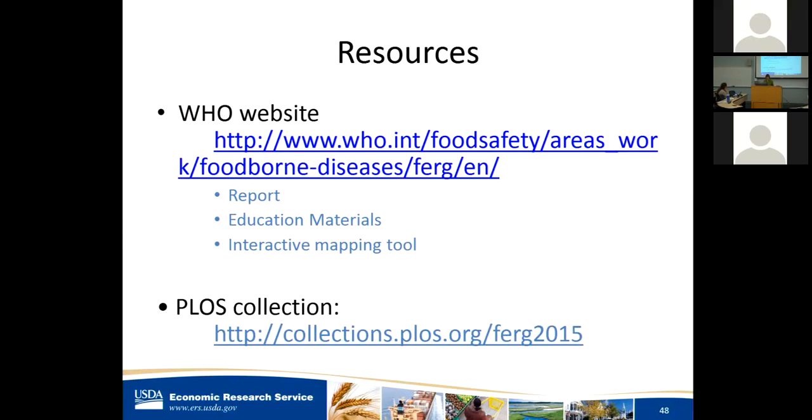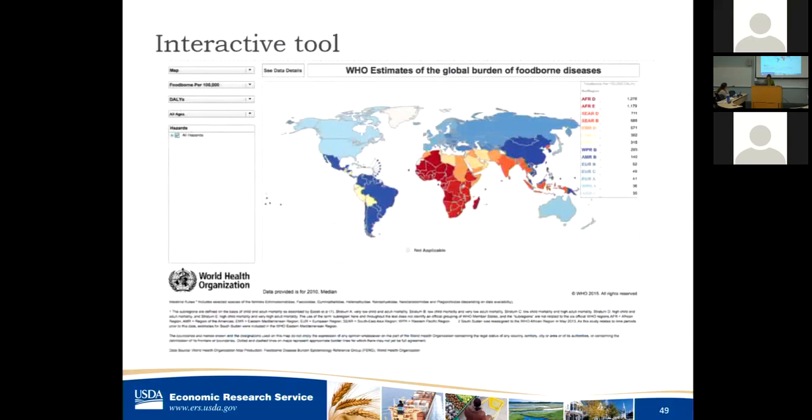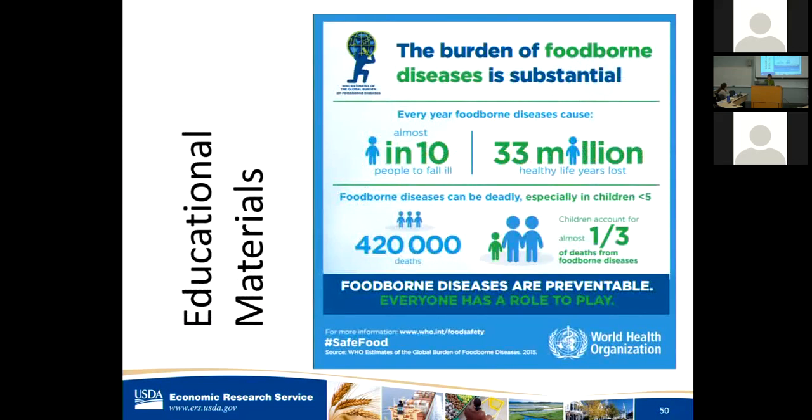The papers: all of this is undergirded by a large number of scientific papers. They're not all done. I'm currently working on the one, for example, for the food attribution of foodborne disease, but they can all be accessed through the PLOS ONE collection. This is the interactive mapping tool on the WHO website, and an example of some of the educational materials that you can find there.